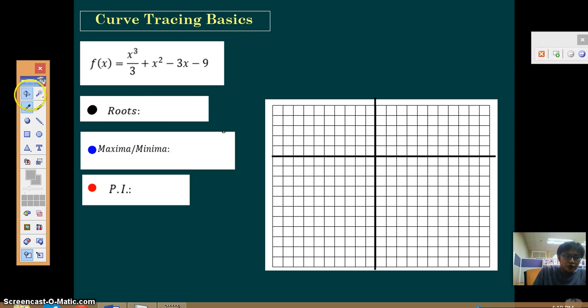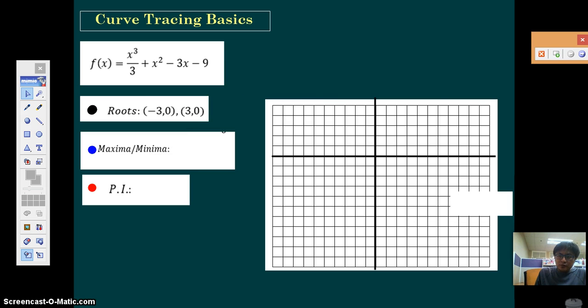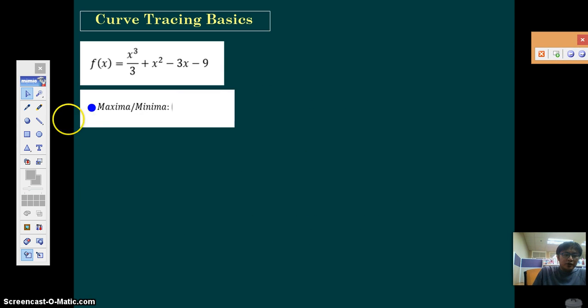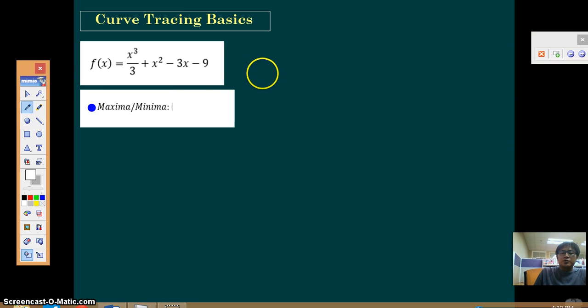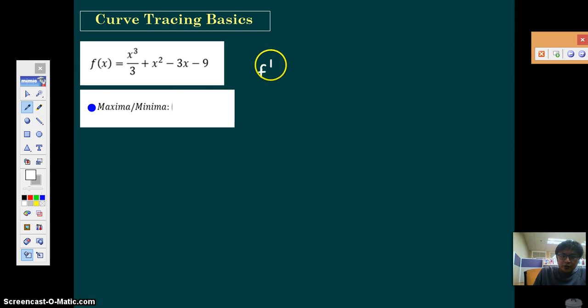So now we know the roots. Now let's solve for the maxima and minima, the maximum points or minimum points of the function. In solving for the maximum points or the minimum points of the function, we need to equate the first derivative of the function to 0. So we need to get the derivative first.